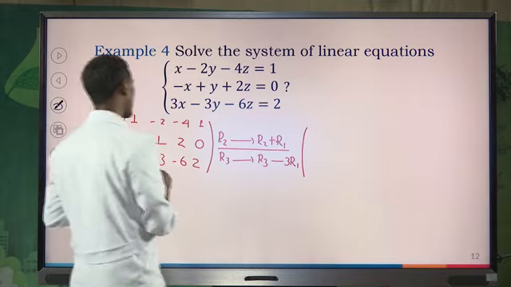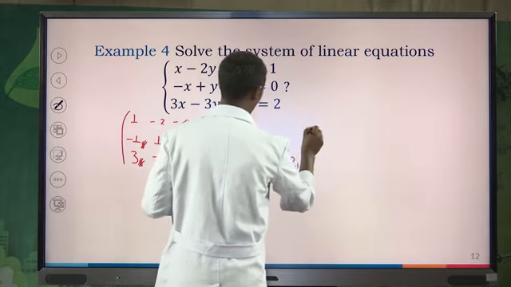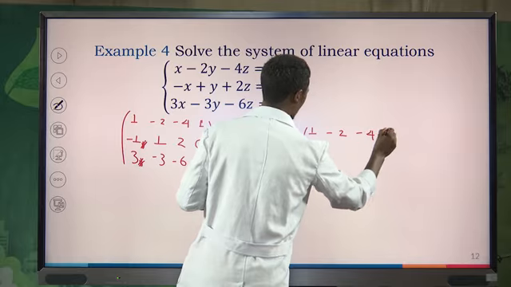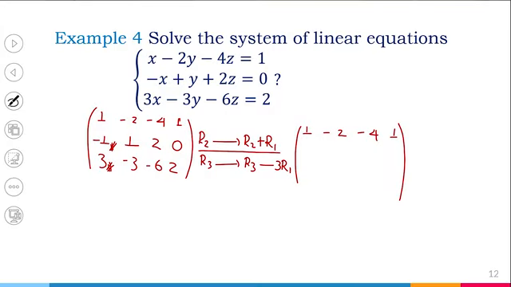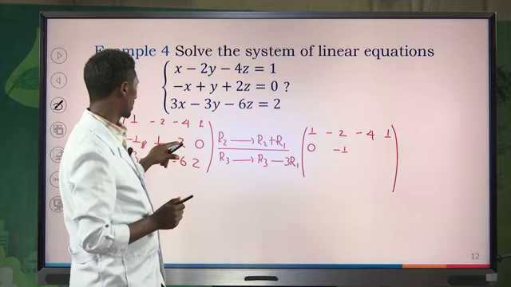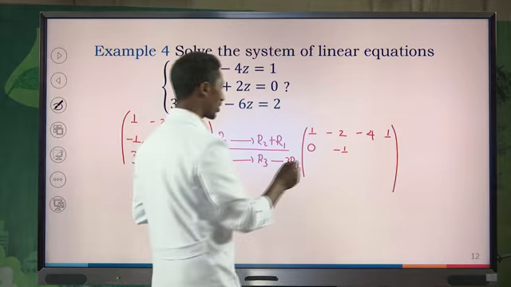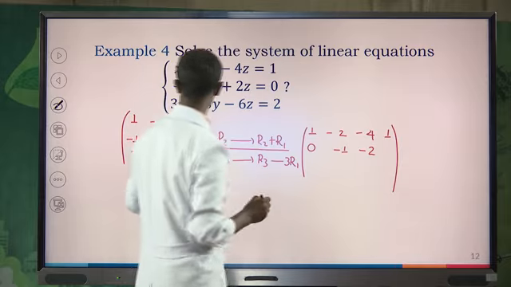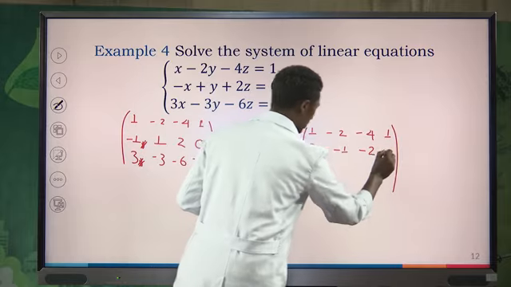Now let's copy the first row, 1, minus 2, minus 4, and 1. Then the second row, minus 1 plus 1, it is 0. 1 plus minus 2, it's minus 1. So the third entry, 2 plus minus 4, that is minus 2. 0 plus 1, it's 1.